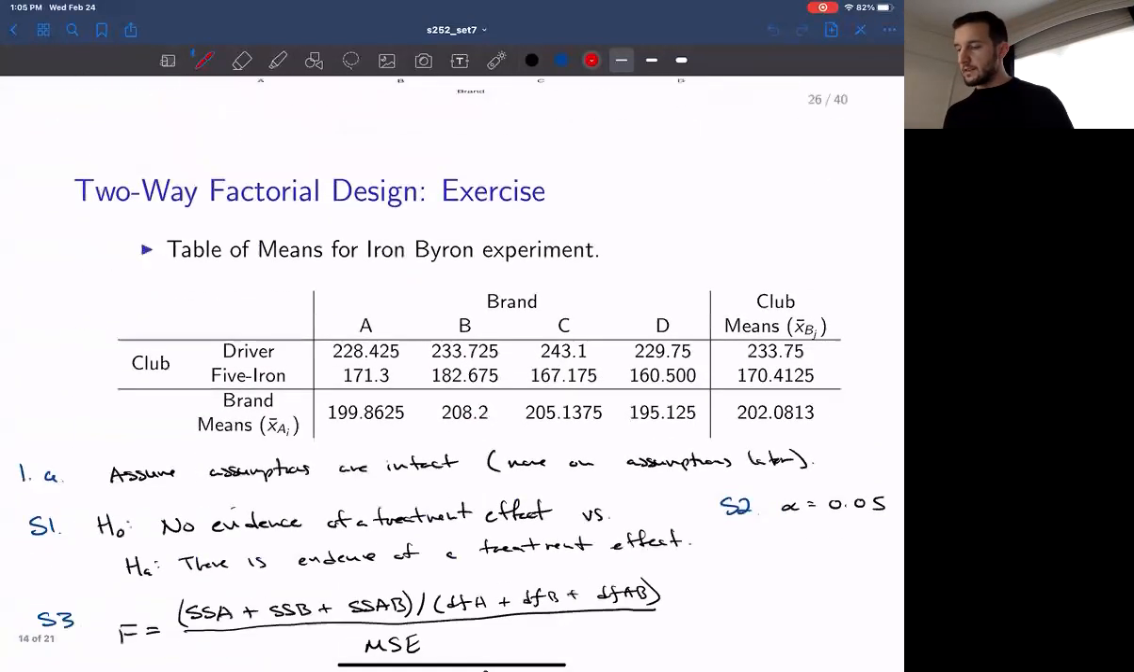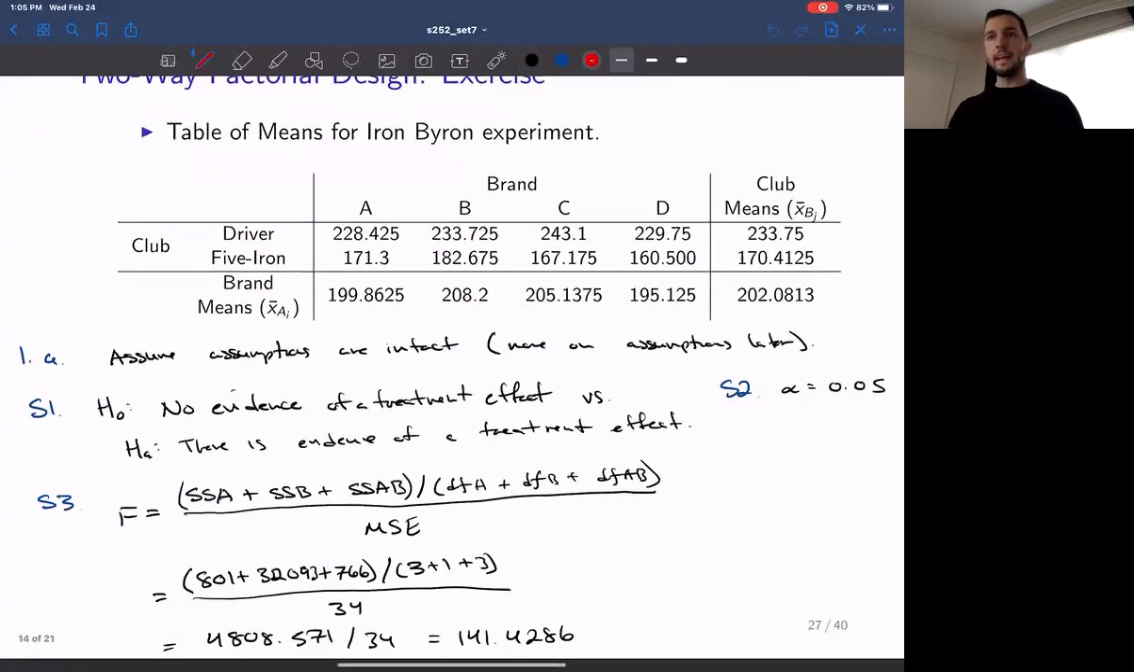The model utility test, like any other hypothesis test we have seen, is a 6-step approach. The null and alternative hypotheses for the model utility test can be summarized by writing H0, no evidence of a treatment effect, versus HA, there is evidence of a treatment effect. On the second step, we have alpha equals 0.05.